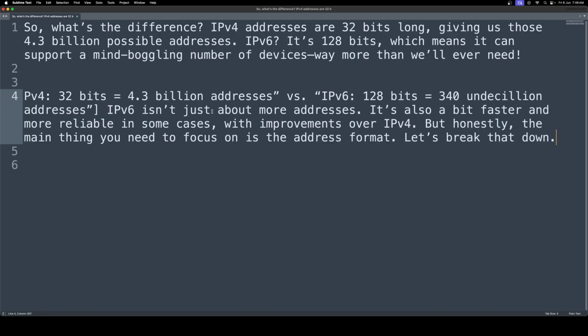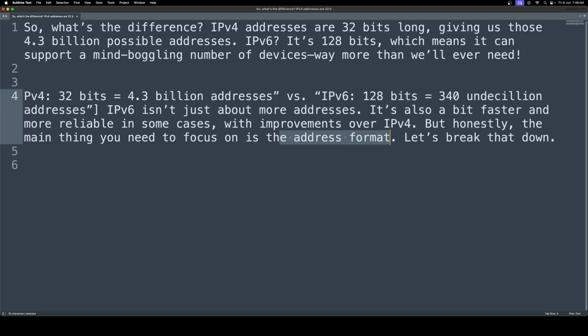IPv6 isn't just about more addresses, it is also a bit faster and more reliable in some cases when compared to IPv4. So whatever problems there were in IPv4 have been addressed in this one with improvements over IPv4. But honestly, the main thing you need to focus on in IPv6 is the address format. So how will the address format be? Let's break that down a little bit.